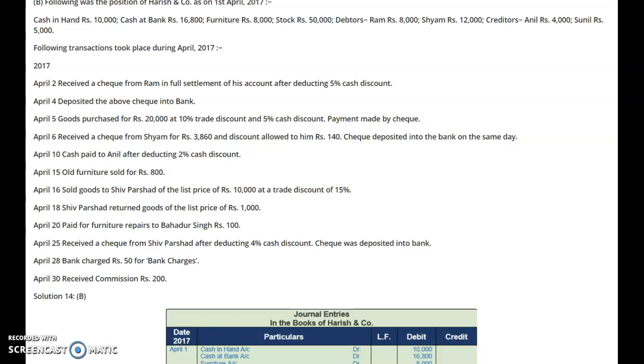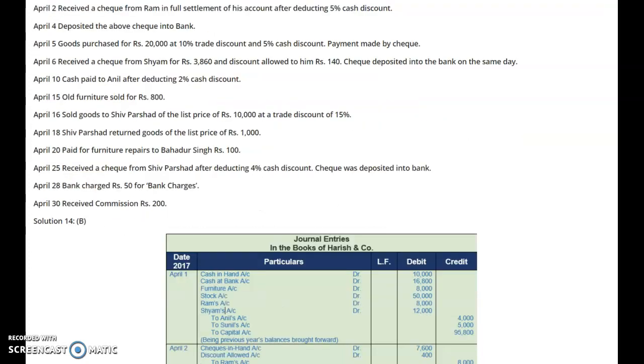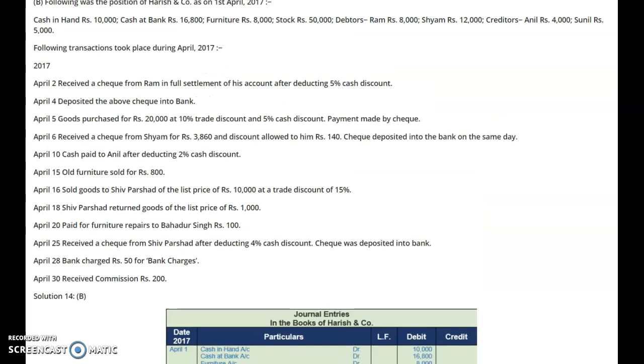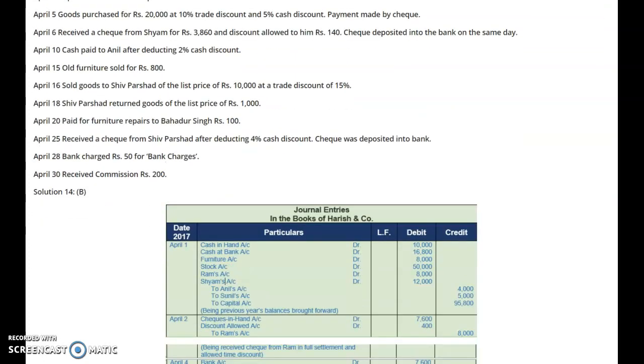And from Ram, the account has been settled of how much amount? That is of 8,000. So what will the entry be here? We had received a check from Ram. So here the entry will be checks in hand account debit 7,600. When a check has been received and not deposited into the bank on the same day, we will record it in a separate account known as checks in hand account. So here the check has not been deposited into the bank on the same day. So the entry will be: checks in hand account debit 7,600, as it is our asset and a real account.